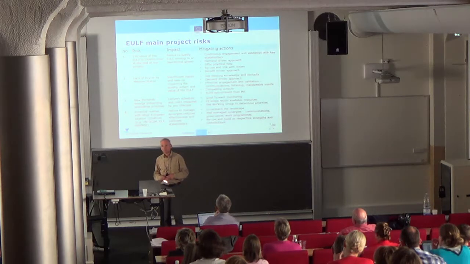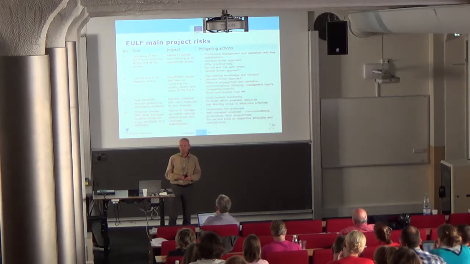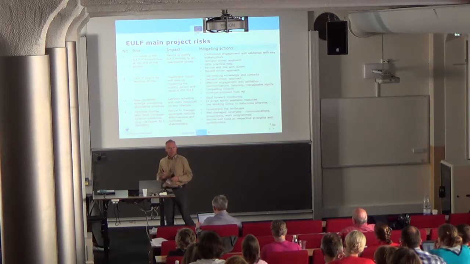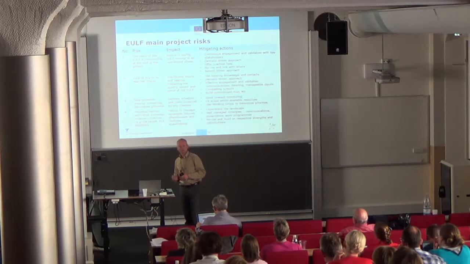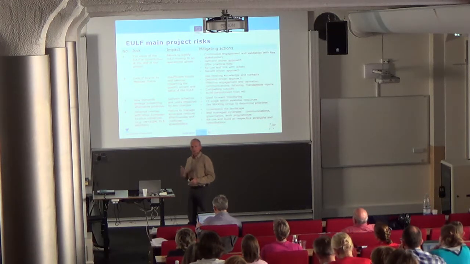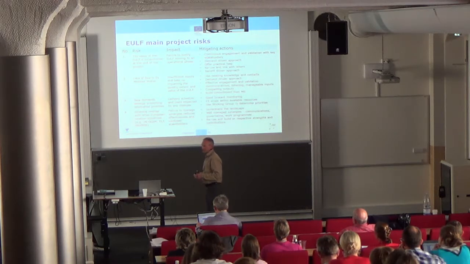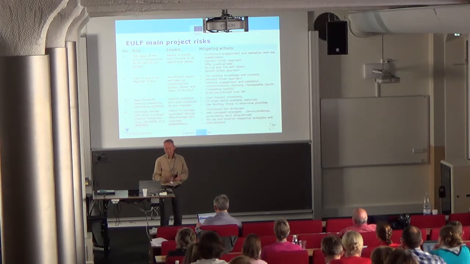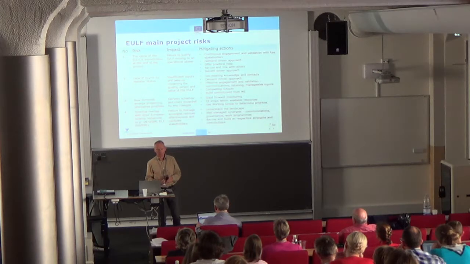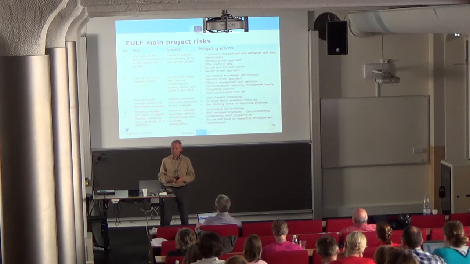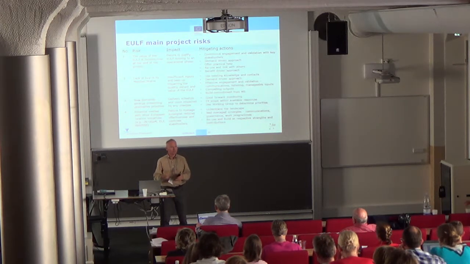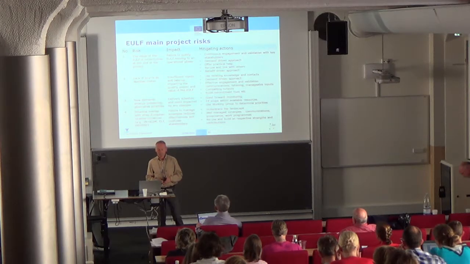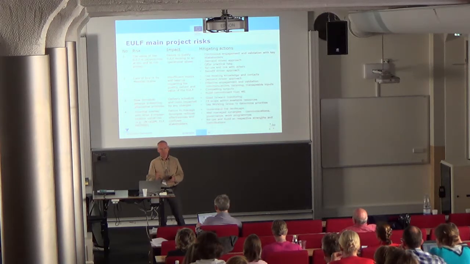We defined a number of risks in relation to the project. And what we also did is to see what the impact of these risks could be and how we could mitigate the risks. I think the number one risk is that the value of the EULF as a project is inconclusive at the end of the project. That would be a failure of the activity, and that would also mean that we would fail to bring the EULF to an operational phase.